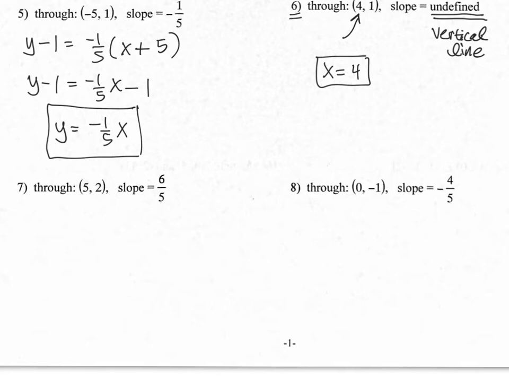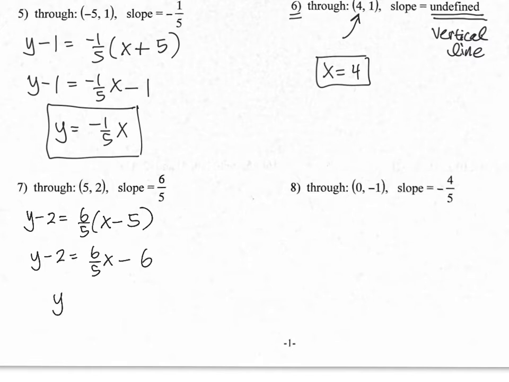All right, number 7. Y minus 2 equals 6/5 times x minus 5. And then we just clean it up. Distributive property. And then add the 2 to get y by itself. If I add 2, what is that? Minus 4, yeah. Minus 4.